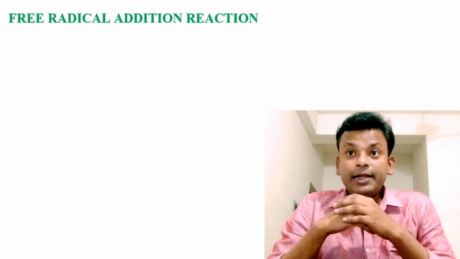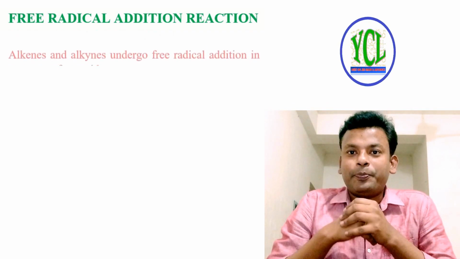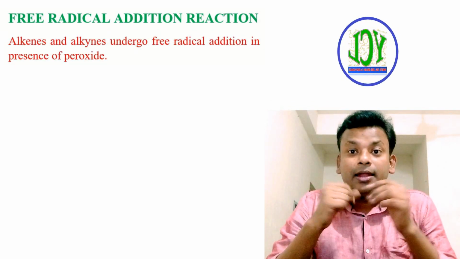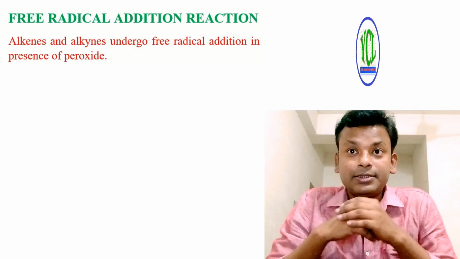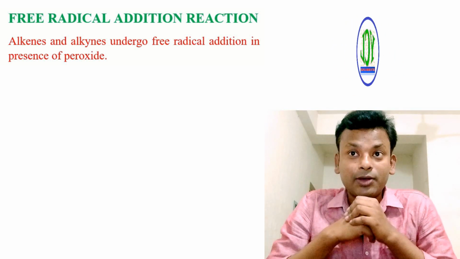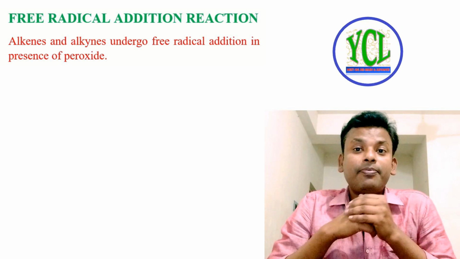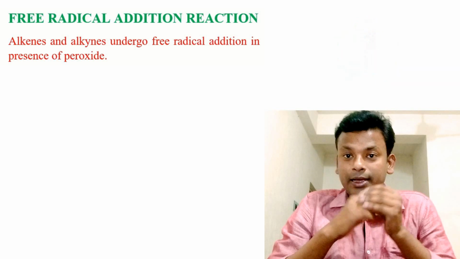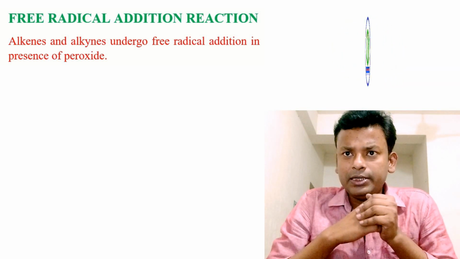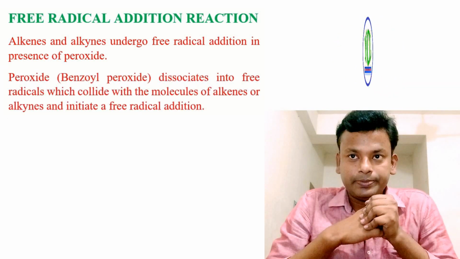So now we are watching the whiteboard. Free radical addition reaction. Alkenes and alkynes undergo free radical addition in presence of peroxide. Here peroxide is used, not hydrogen peroxide. Here the peroxide used is benzoyl peroxide.